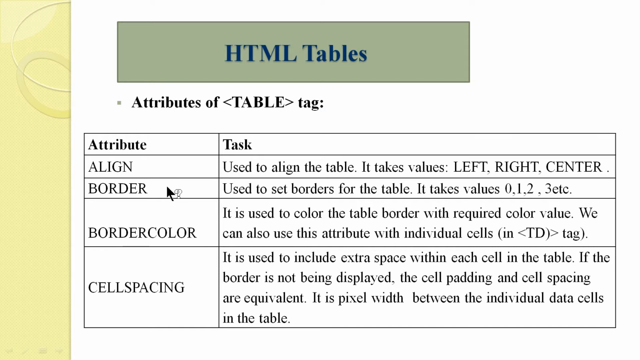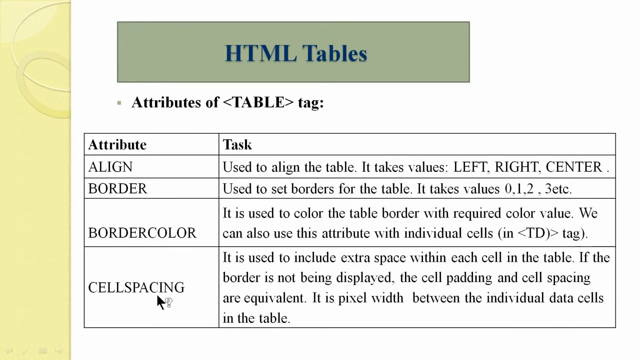The next one is border. This is used to set the border for a table and this will take the values 0, 1, 2, 3. The higher the number, the more the thickness will increase. This is taken in pixel format. Next attribute is border color. This is used to color the table border. If we have to provide the color for a single cell border, in that case this attribute can be used in the TD tag.